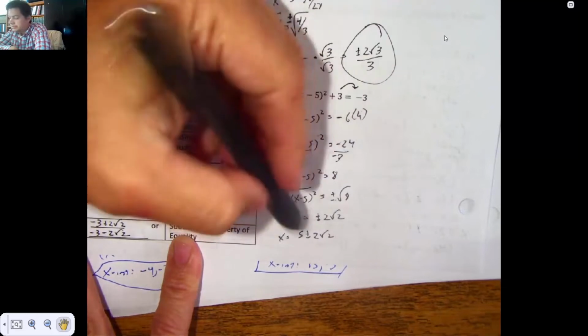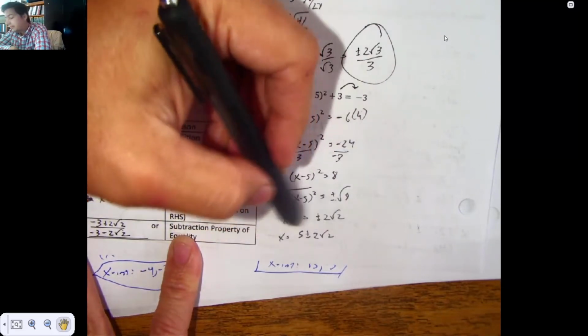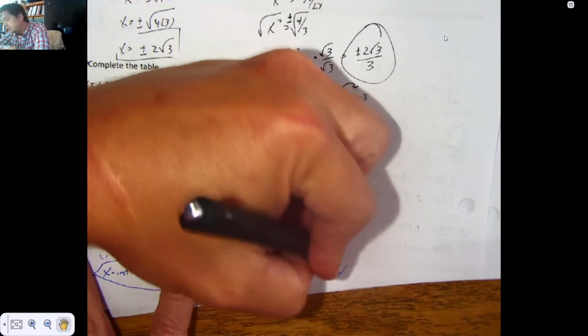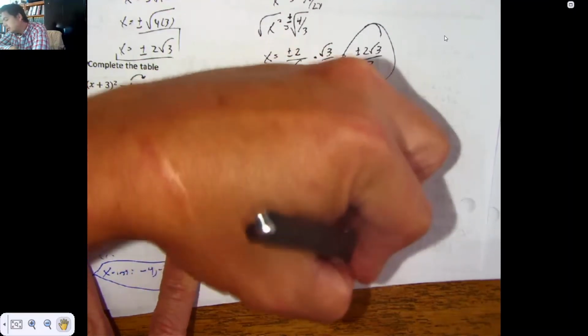So there's two answers here. There's 5 plus 2 root 2 and there's 5 minus 2 root 2. So x is 5 plus 2 root 2 or x is 5 minus 2 root 2.